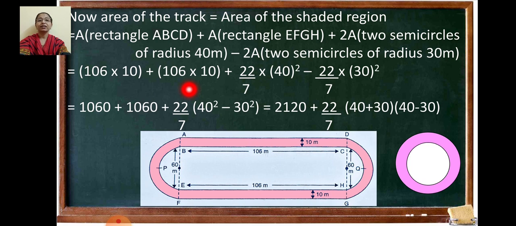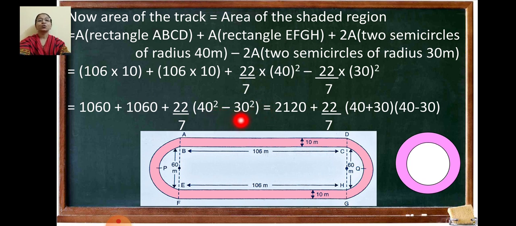Similarly, the area of rectangle EFGH is again 106 into 10, plus the area of the outer circle, pi into r, which is 40 square, minus the area of the inner circle, that is pi into 30 square, since the radius of the inner circle is 30, right? So this is 1060 plus 1060 plus, from these two terms I have taken 22 upon 7 common. So what will come inside the bracket? 40 square minus 30 square, right?